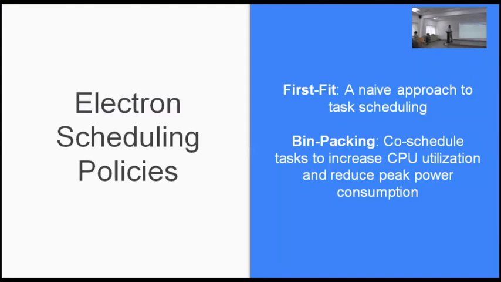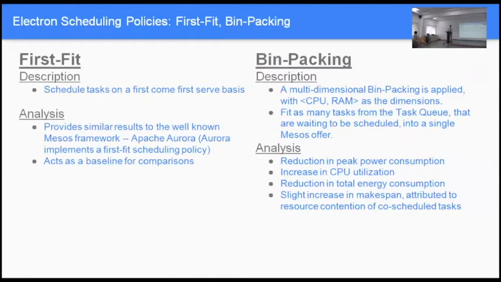So let me talk about 2 different ways of doing it. One is first fit. The first fit is a very normal algorithm. This is what the default Apache Aurora does, but this is the naive way of doing it, which is to say the moment you get some resources, find the very first task that can fit within these resources and just go and run it like that.